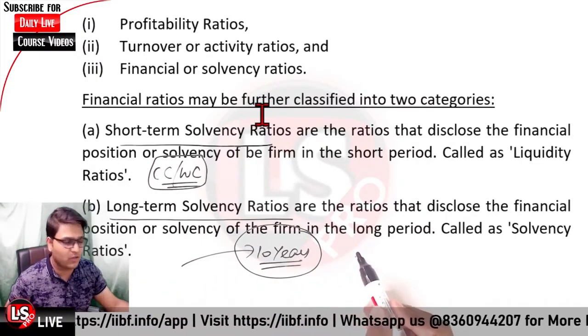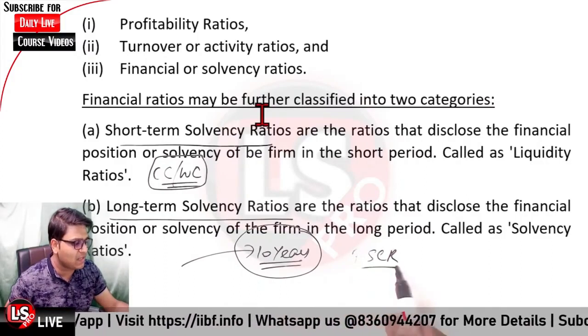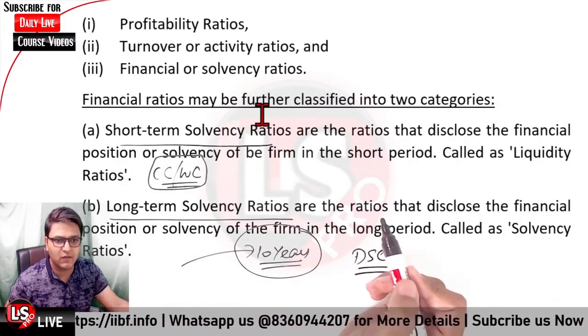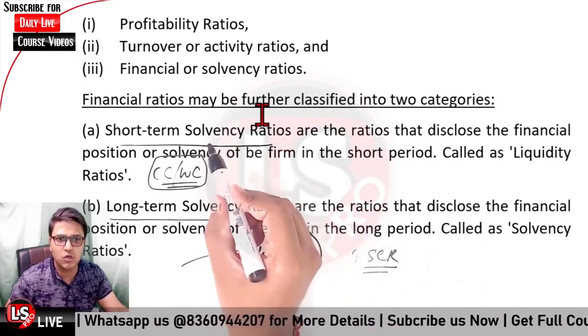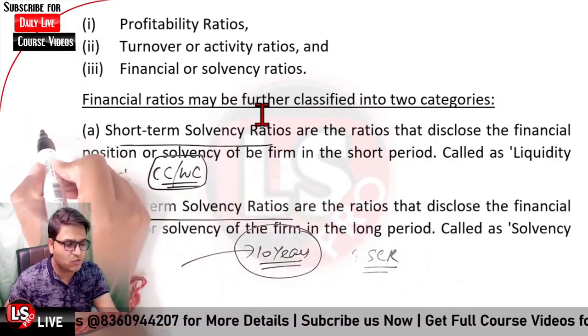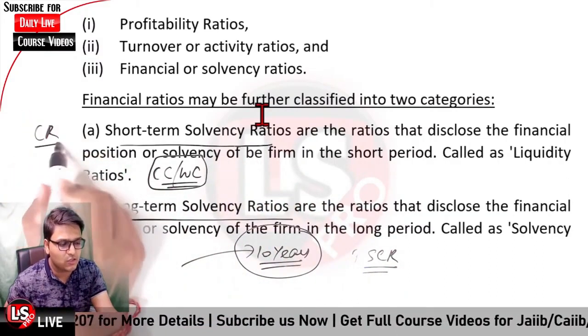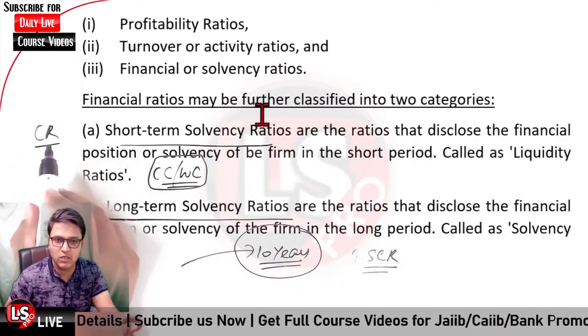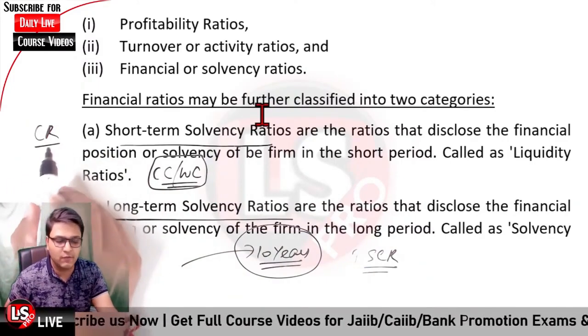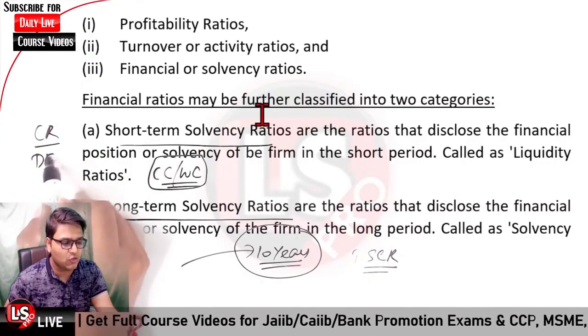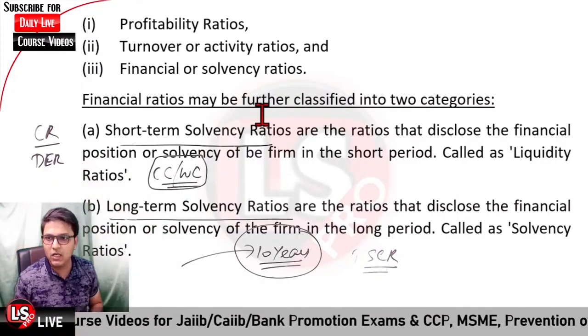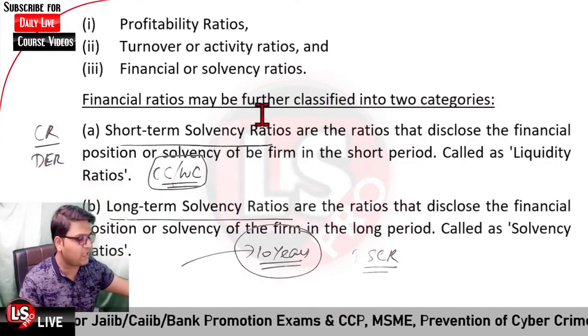These particular ratios are DSCR, that is debt service coverage ratio, and there are other different ratios too. And in the case of the short-term solvency ratios, what are the different ratios? There is the current ratio, there is the quick ratio or acid test ratio, and further there is the DER, that is debt equity ratio. So we'll be learning regarding these different types of ratios.